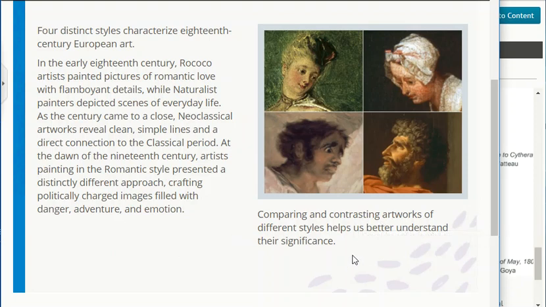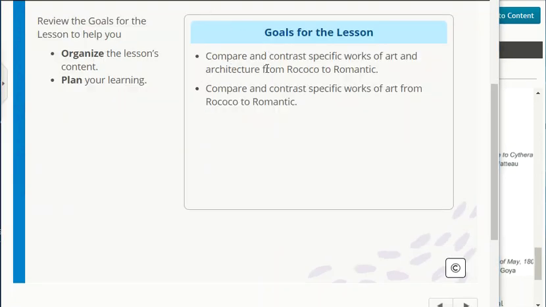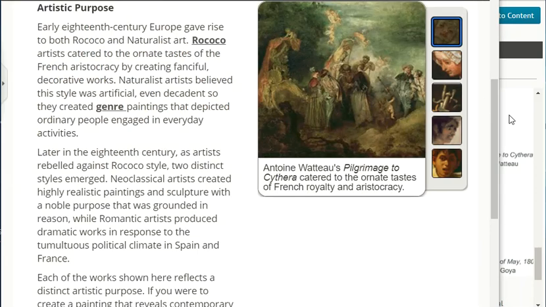Comparing and contrasting artworks of different styles helps us better understand their significance. Goals for this lesson: compare and contrast specific works of art and architecture from Rococo to Romantic. Artists' purpose. Early 18th century Europe gave rise to both Rococo and naturalist art. Rococo artists catered to the ornate tastes of the French aristocracy by creating fanciful decorative works.